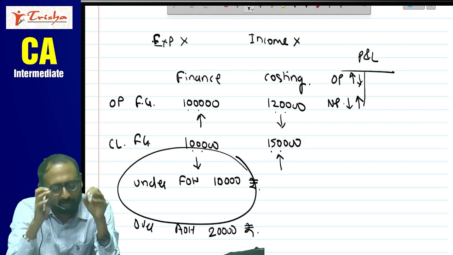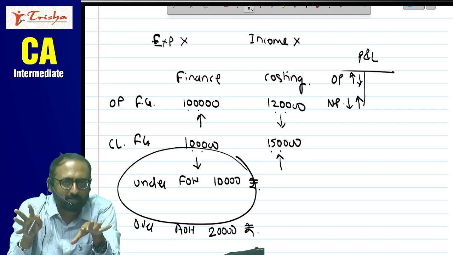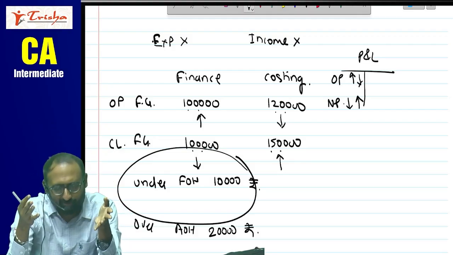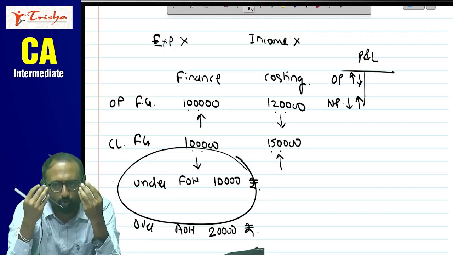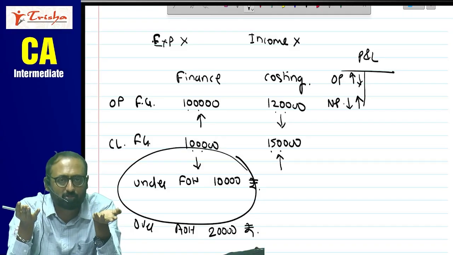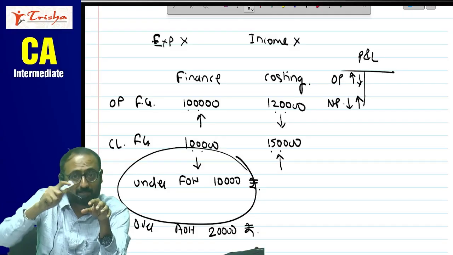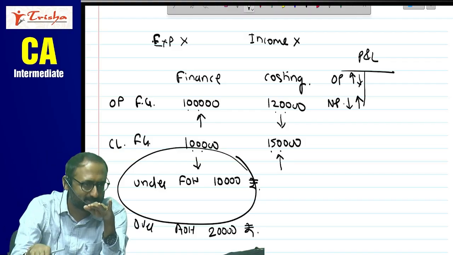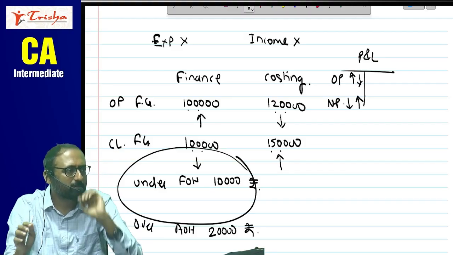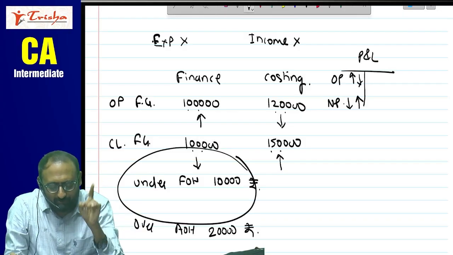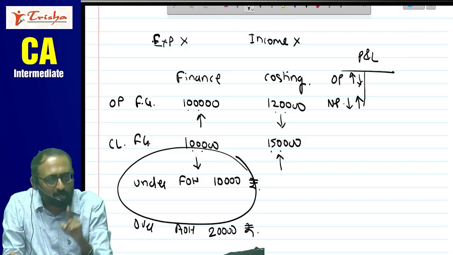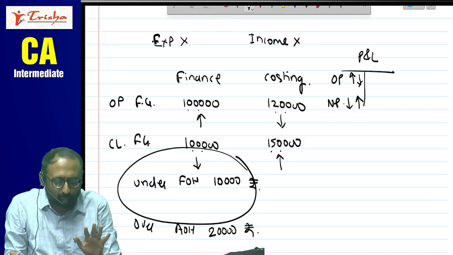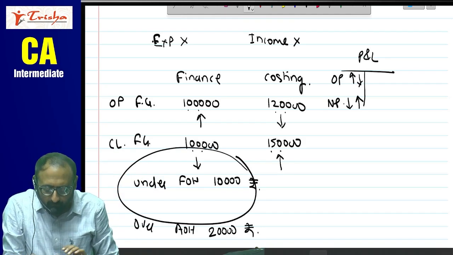Under absorption means in costing less expenses you have considered, so profit will be higher under costing. Over absorption of factory overhead, administration overhead, selling and distribution overhead means over expenses, extra expenses you have taken in costing. So your profit will be less under costing, but financial profit will be more. Under absorption means less expenses taken in costing; over absorption means extra expenses considered in costing. You'll have to remember all these points.